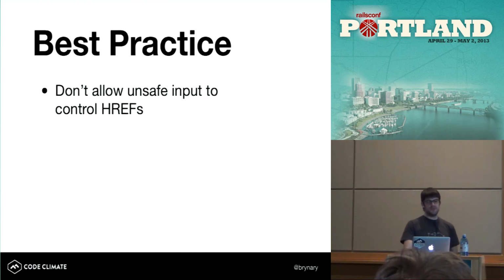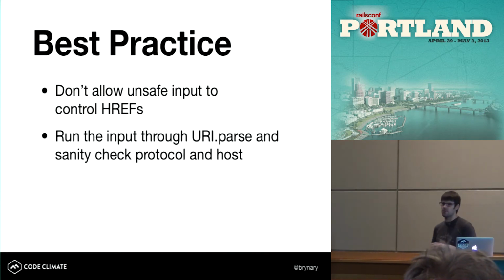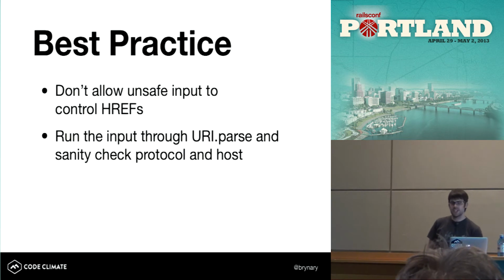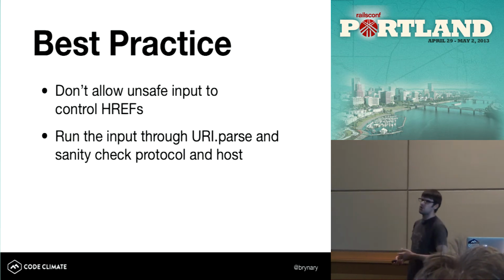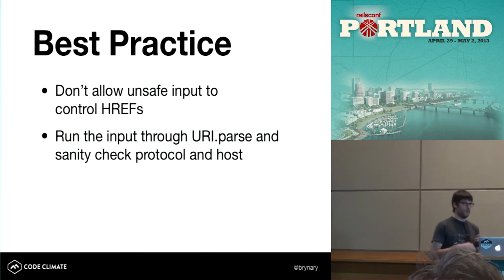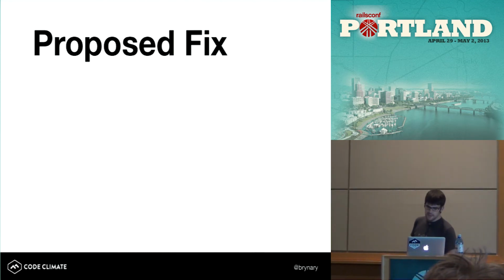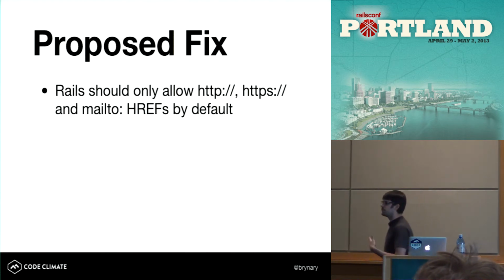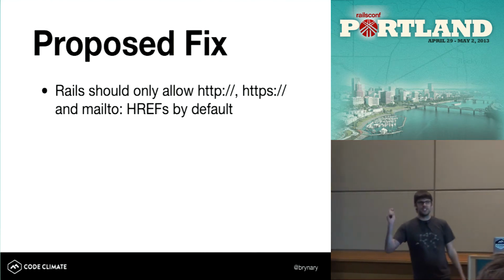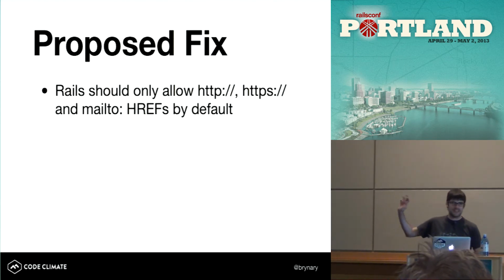So the best practice would be don't allow unsafe input to control the href values that you pass to link_to. If you have to, run the input through URI.parse and sanity check the protocol and the host. I bet you're only supposed to be allowing HTTP or HTTPS URLs, not Gopher URLs or arbitrary JavaScript. So you can sanity check that with URI.parse. The proposed fix for Rails, though, is that Rails could change link_to to only allow HTTP, HTTPS, maybe mailto hrefs by default, and those are generally considered safe.